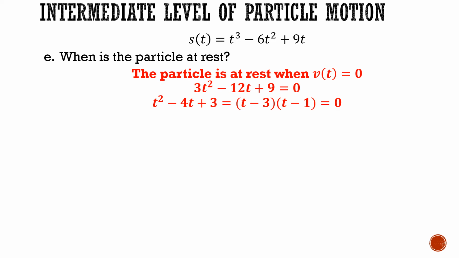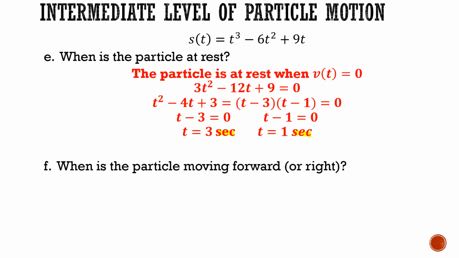From there, I can take each factor, set them equal to 0 individually, and I get t equals 3 seconds, t equals 1 second. Again, please note that I am putting units. I'm not just saying t equals 1 and t equals 3. I made sure that I said seconds after each one.